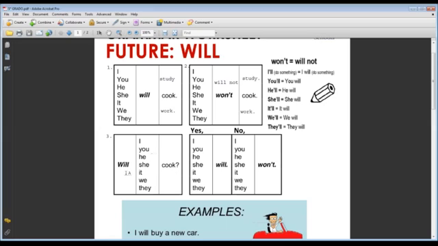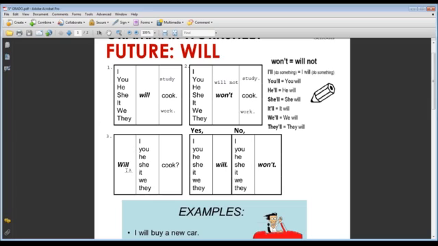Entonces, si yo digo, will you cook? Te estoy haciendo esta pregunta. ¿Cocinarás? ¿Ok? Puedes conjugar con otro pronombre, siempre y cuando la pregunta tenga sentido y coherencia. ¿Ok? Esta es la forma correcta para realizar la pregunta.